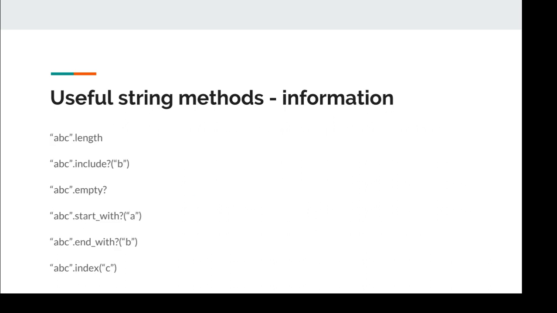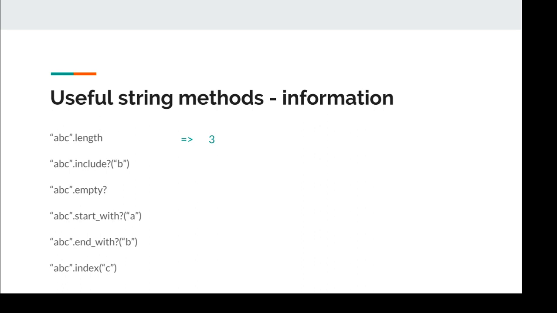Okay, so here's some other useful string methods, and these methods give you information about a string. So abc.length, what do you think that returns? Number of characters. Yes, so in this case, it'll return 3. What about include? What do you think that does? It returns a Boolean. It returns a true or false. When does it return true? Does it include B? That's right.